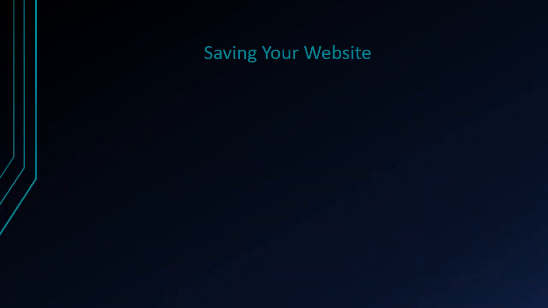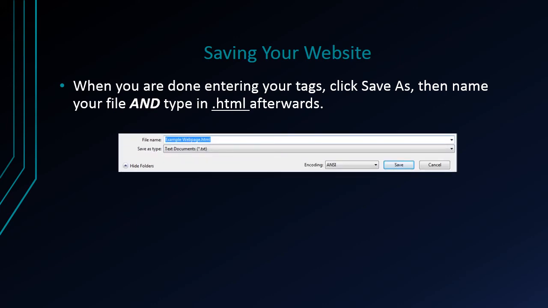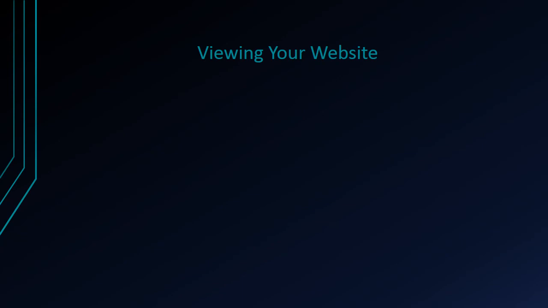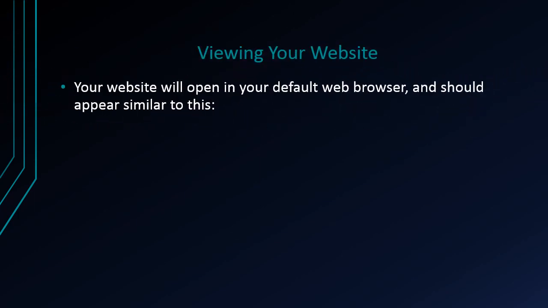Saving your website. When you are done entering your tags, click on Save As from Notepad, and then name your file and type in .html afterwards. Ignore the Save As type and encoding dropdowns. Click Save. And if you get a dialog box afterward, just click OK. It's just telling you that it's going to save this HTML website. Viewing your website. When you have finished saving your web page, open it again from wherever you have saved it. Your website will open in your default web browser and should appear similar to this.